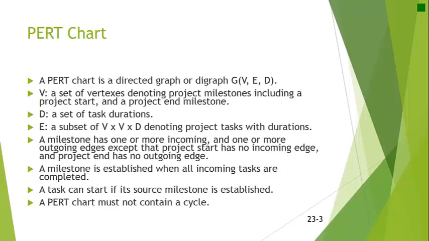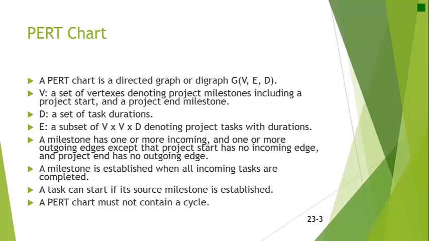The Program Evaluation and Review Technique, PERT chart, is used for scheduling tasks. A PERT chart is a directed edge-weighted graph that shows tasks and their durations on the edges and project milestones at the vertices. PERT charts are used to identify a project's critical path and the longest duration from project start to the project completion. The critical path outlines the total time required to complete the project.